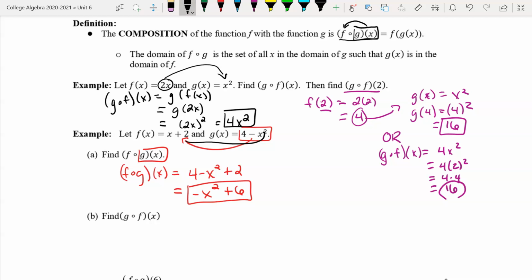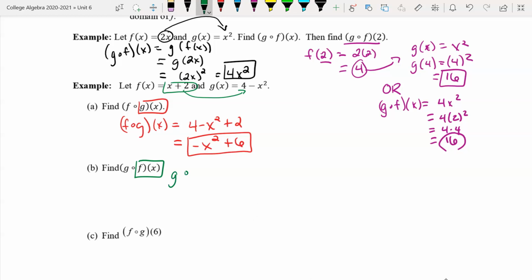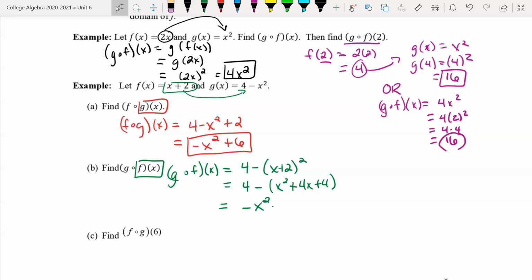All right. So now using the same two functions, let's go the other way. We're going to plug f of x into g of x. So every time I see an x, I'm going to plug in x plus 2 in g of x. I have to FOIL here, so I'm going to get x squared plus 4x plus 4. I'm going to apply that negative to everything. So when I do that, I get negative x squared minus 4x, and then my 4's cancel. So that's my answer.